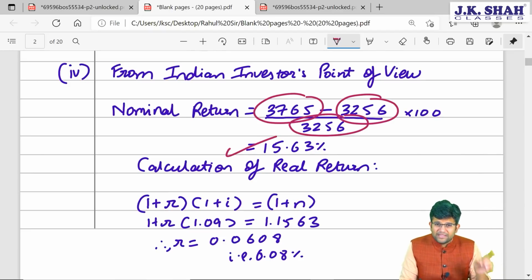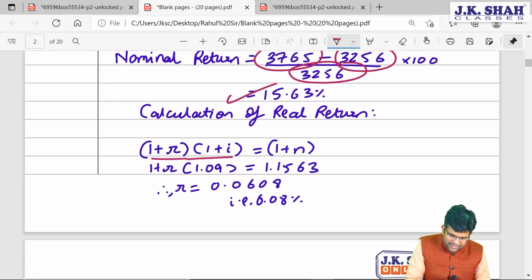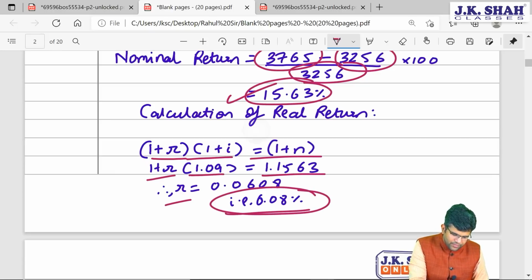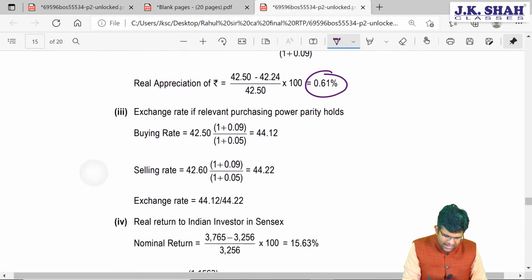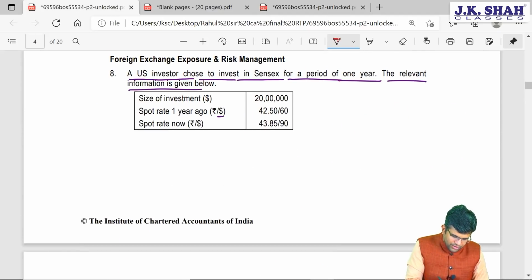But considering the fact that there is a 9% inflation rate in India, the real return that the investor will be earning, that is the increase in his actual purchasing power, will be slightly less than 15.63. We put this formula I showed you some time back: 1 plus R into 1 plus I is equal to 1 plus N. 1 plus N is 1.1563. 1 plus I is 1.09, that is 9%. You can easily find the R as 6.08%. Of course, again, institute's methodology is slightly different, but they end up with that same answer. Everyone clear? So don't worry. So with that, we complete the discussion to question number 8.